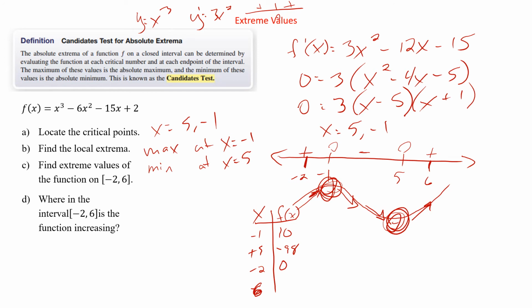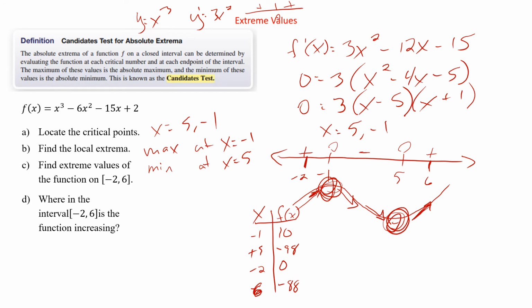And then plug in 6. 6 cubed is 216 minus 6 squared times 6. That's 6 cubed. So we have 6 cubed minus 6 cubed, goes away. Nice. Negative 15 times 6 is going to be negative 90 plus 2 is negative 88, which is a little bit bigger than that negative 98, so that works out there.